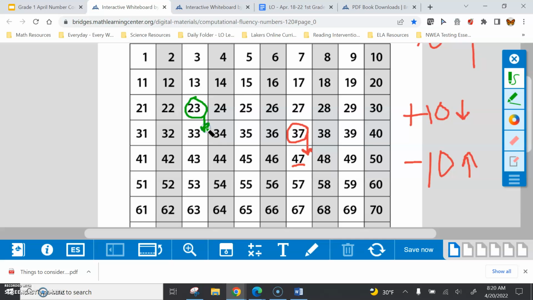And today, I want you to see that we've also talked about how that number in front is the only thing that's changing. The number in the back stays the same. To move from 23 to 33, it's still a 3 at the end of it. It's the number in the front that changes. We're adding 10 more to it. Let's do one more.